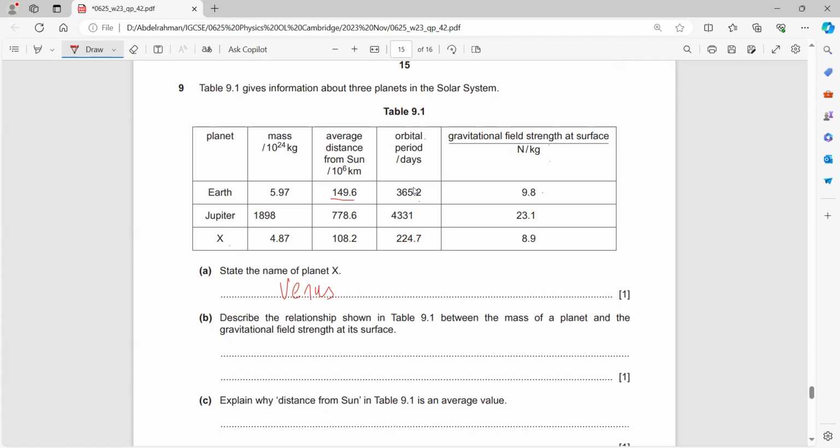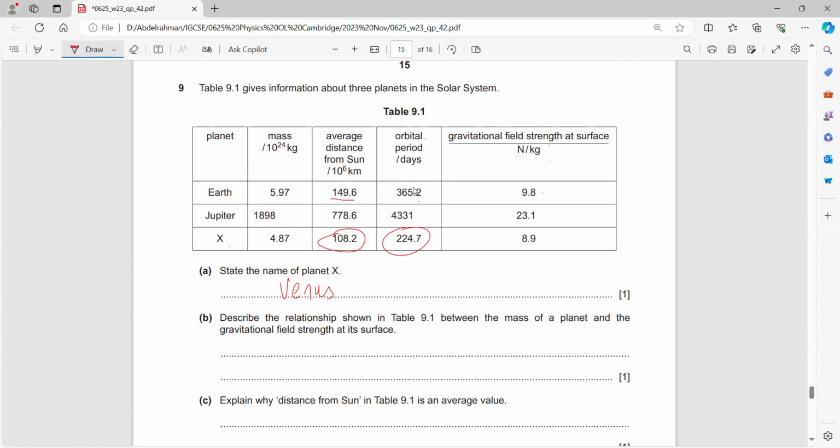It could have been Mercury or Venus, but Mercury is even closer to the sun. Venus is an average distance. Earth is 150 million kilometers, Venus is a bit closer, and Mercury is so close. Mercury has an orbital period of a much shorter time.